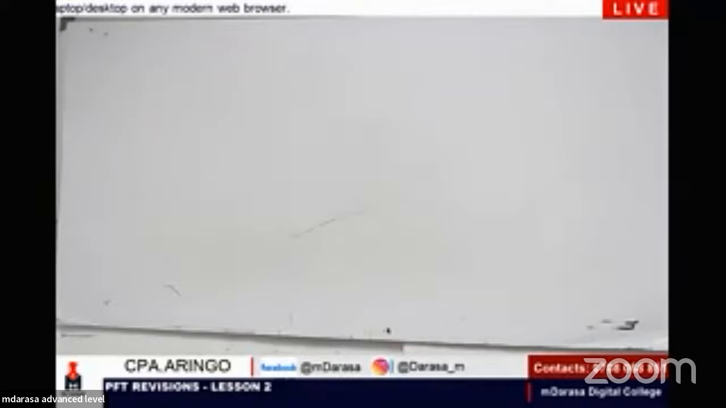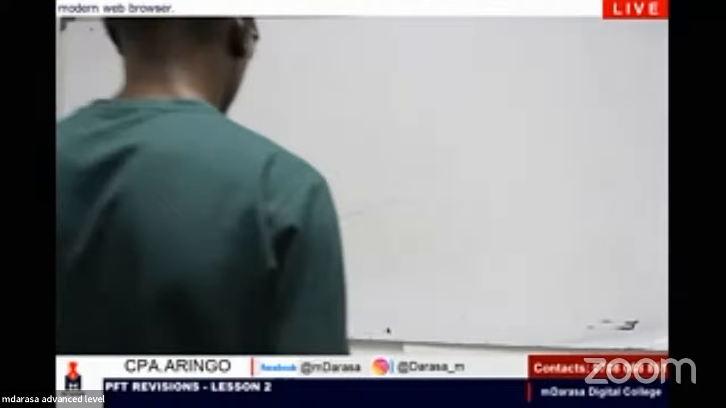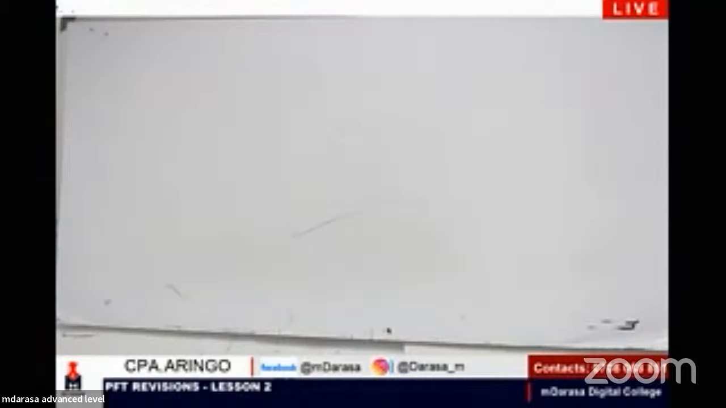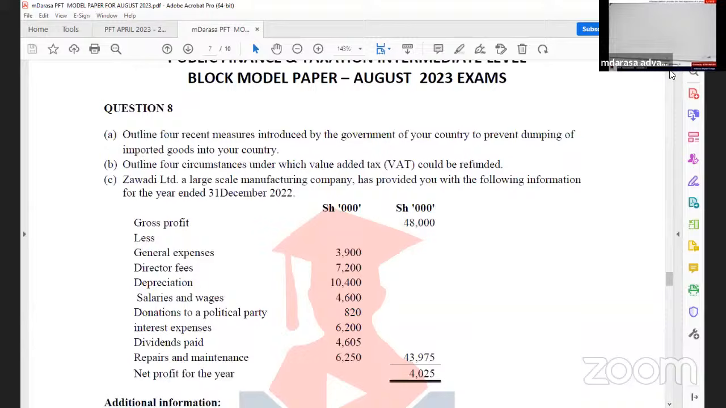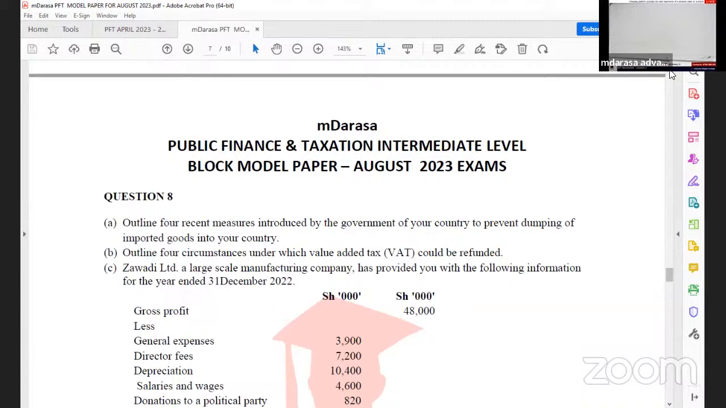So looking at capital allowances, and the question that I'm saying, this is from our model paper, believing that all of you have access to that model paper. If you go to your model paper, this could be question number eight. Question number eight, specifically part C, that is what I want us to look at.